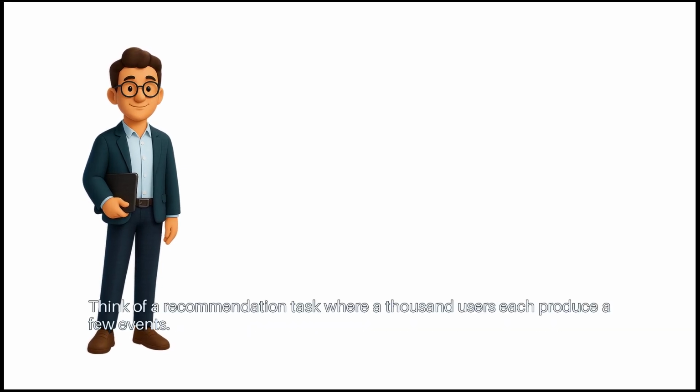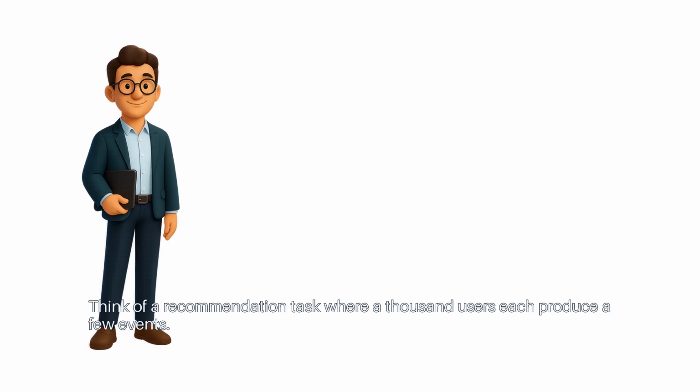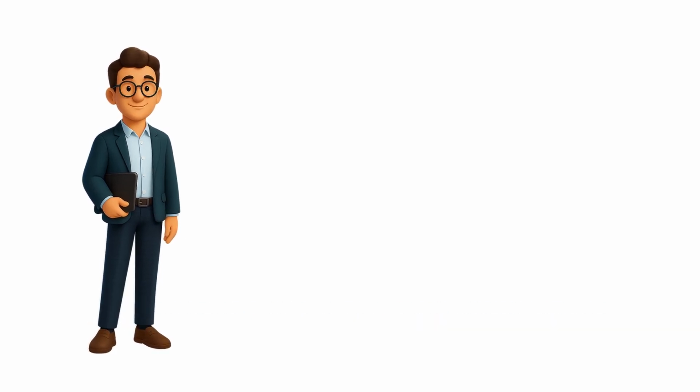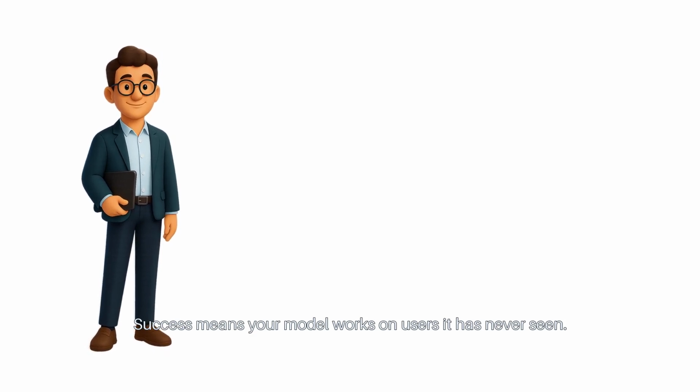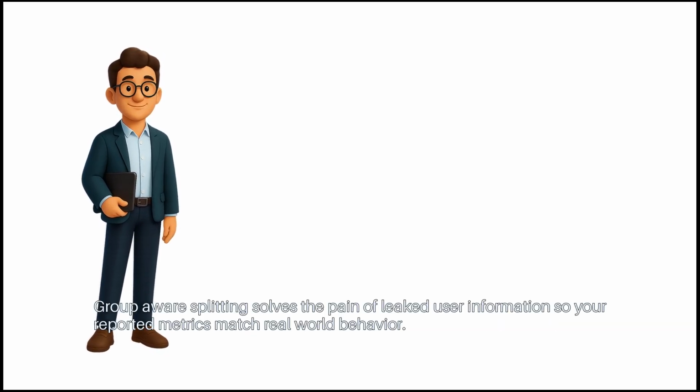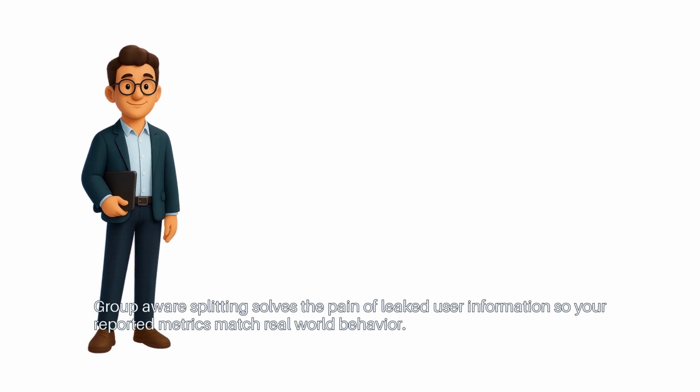Think of a recommendation task where 1,000 users each produce a few events. Success means your model works on users it has never seen. Group-aware splitting solves the pain of leaked user information, so your reported metrics match real-world behavior.